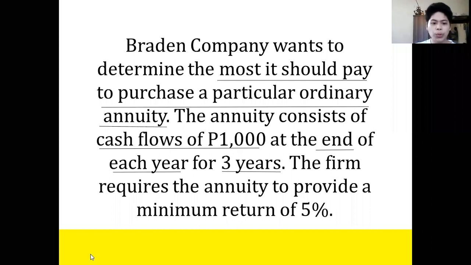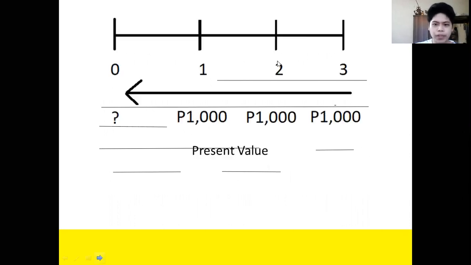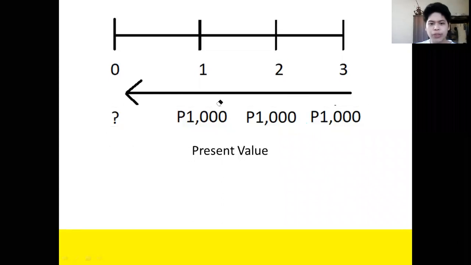So right now, we will have a timeline to illustrate the problem. As you can see, given ang future cash inflows. So at the end of year 1, 1,000 pesos. At the end of year 2, receive 1,000 pesos. At the end of year 3, we will receive 1,000 pesos. So that's why ang hinihingi present value. So what do we do?